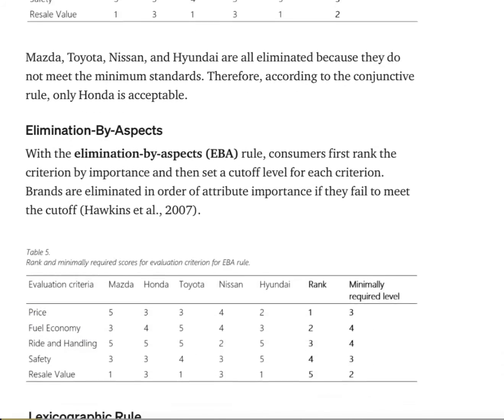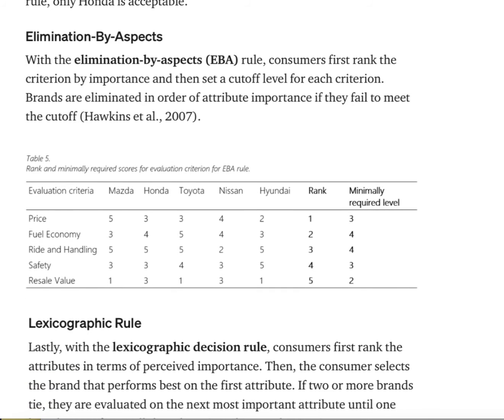Moving on to elimination by aspects. This requires consumers to rank the evaluative criteria in terms of their importance and to establish a cutoff point for each criterion. All brands are first considered on the most important criterion. Those that do not surpass the cutoff point are dropped from consideration. If more than one brand passes the cutoff point, the process is repeated on those brands for the second most important criterion. This continues until only one brand remains.